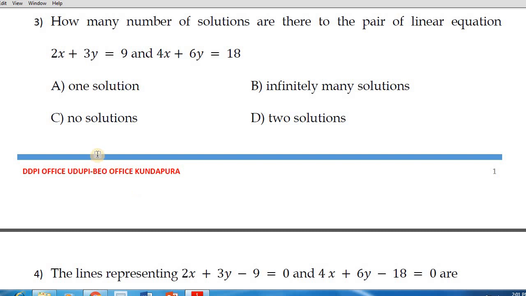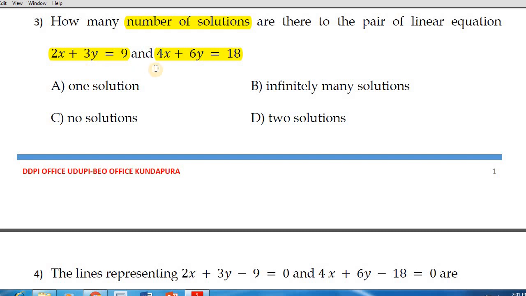Move on to the next one, children. How many solutions are there to the pair of linear equations 2x plus 3y equals 9 and 4x plus 6y equals 18? Again here you want to find the ratios. So first find out the ratios.